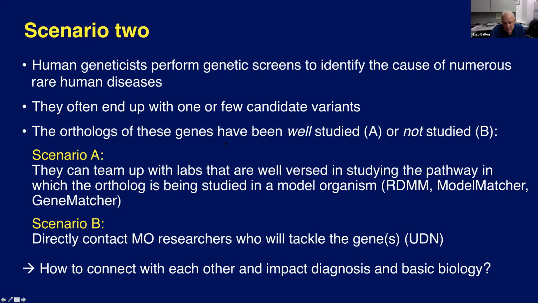Now, the orthologs of these genes are sometimes well studied. Let's say you identify a mutation in Notch or Wingless, or they have not been studied at all. And I think this leads to a bit of a different scenario. In scenario A, where the genes have been well studied, the physicians can team up with labs that are really well versed in studying these pathways, and in which these orthologs have been studied in model organisms, or at least there is an inkling that they are playing a role in that pathway.